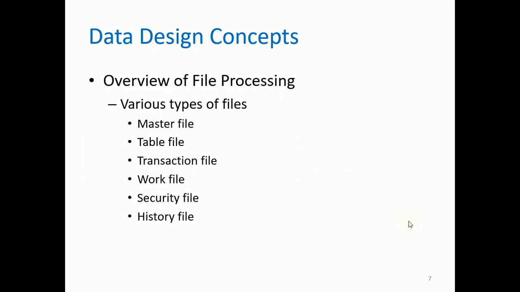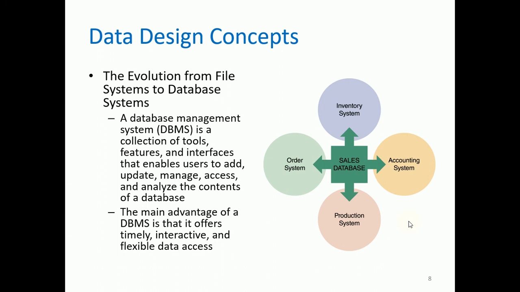But file processing is still used, of course, in business. What are these various types of files? We have the master file, table file, transaction file, work file, security file, and history file.